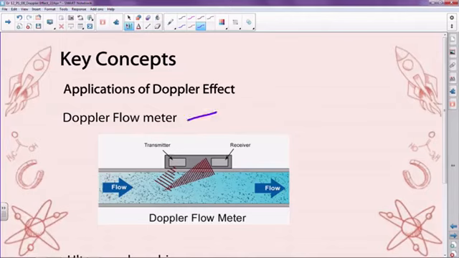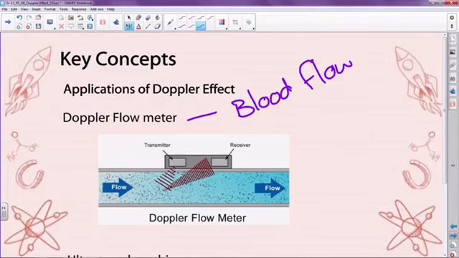And these are used to measure blood flow in patients, and it can measure blood flow in veins, and it can also measure blood flow in a person's heart. And I've got a really nice picture for you: the blood is flowing, as you can see, from left to right, and an ultrasound wave, so a wave you can't hear, gets sent out by the transmitter.